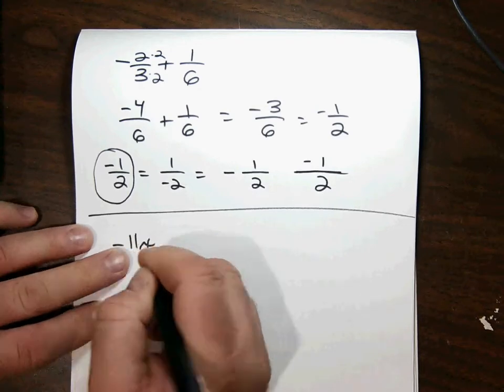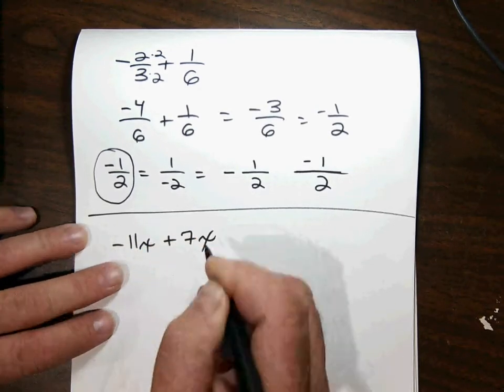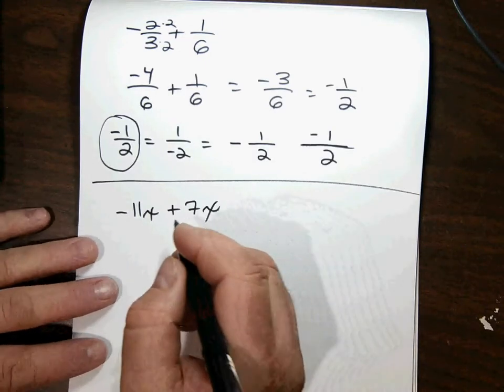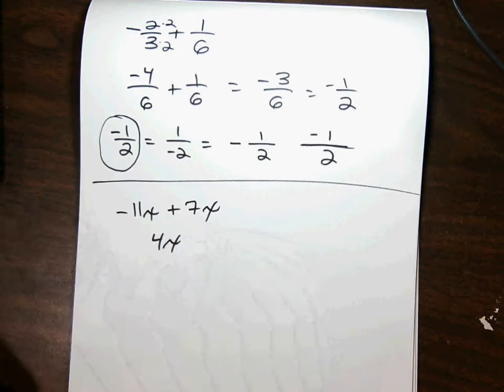Alright, let's throw a little algebra into the mix. Let's say we've got negative 11x plus 7x. Same old rules, one's positive, one's negative, so I'm really going to subtract and get a 4x. But I need to ask myself, is it going to be a positive or a negative 4x? In this case, a negative 4x, right?